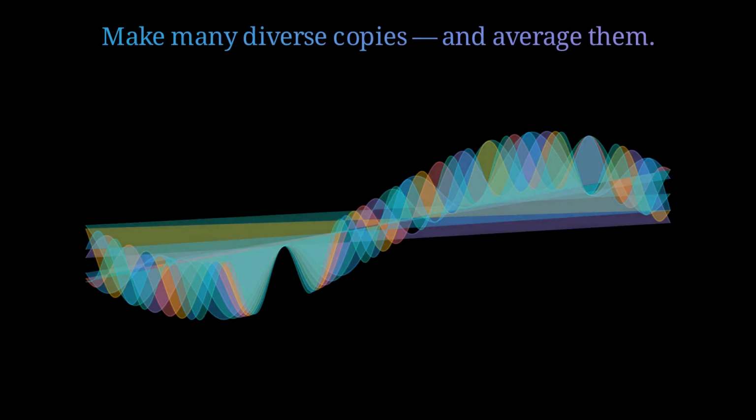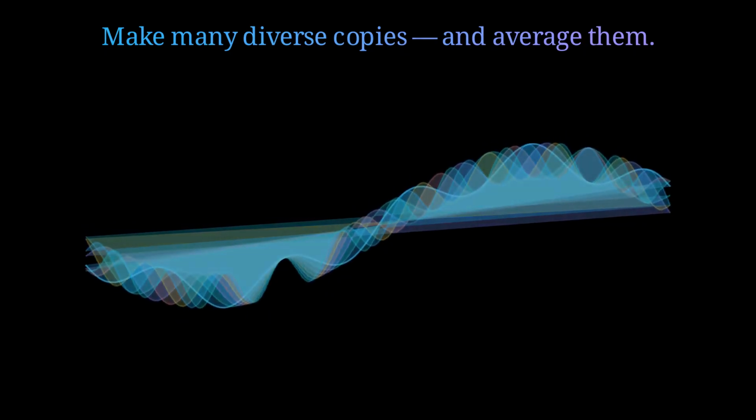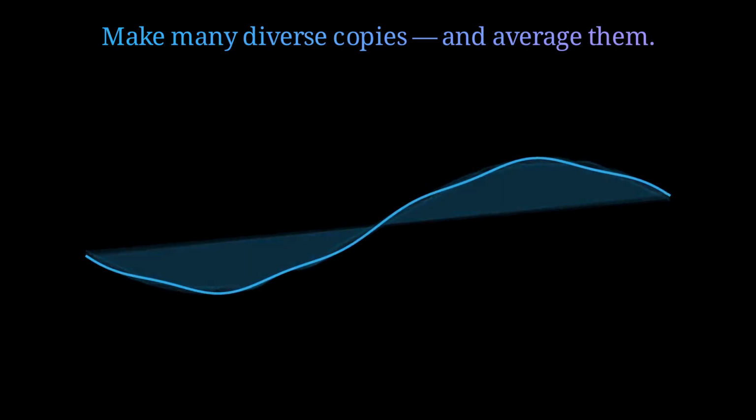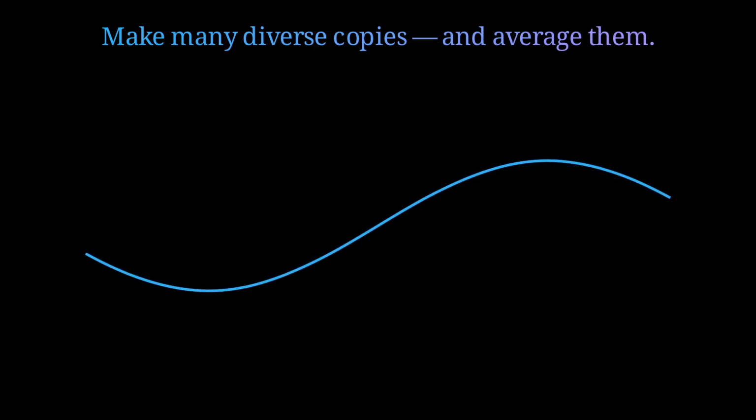So let's name the principle that ties it all together, because it reaches far beyond trees. When you have a method that's flexible enough to be right on average but too jittery to trust once, the cure is not to make it simpler. The cure is to make many diverse copies and average them. Wisdom of a well-designed crowd.